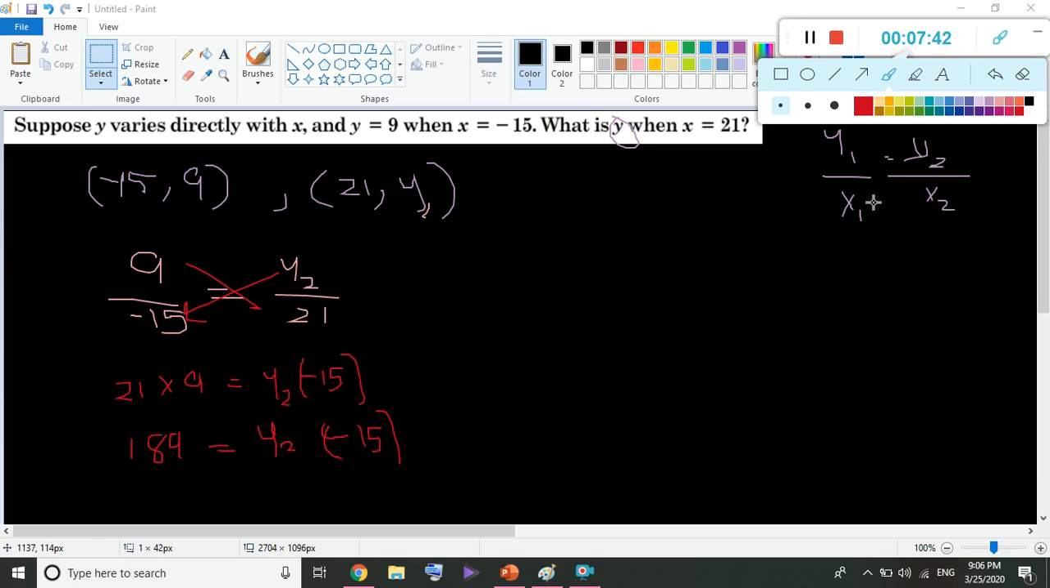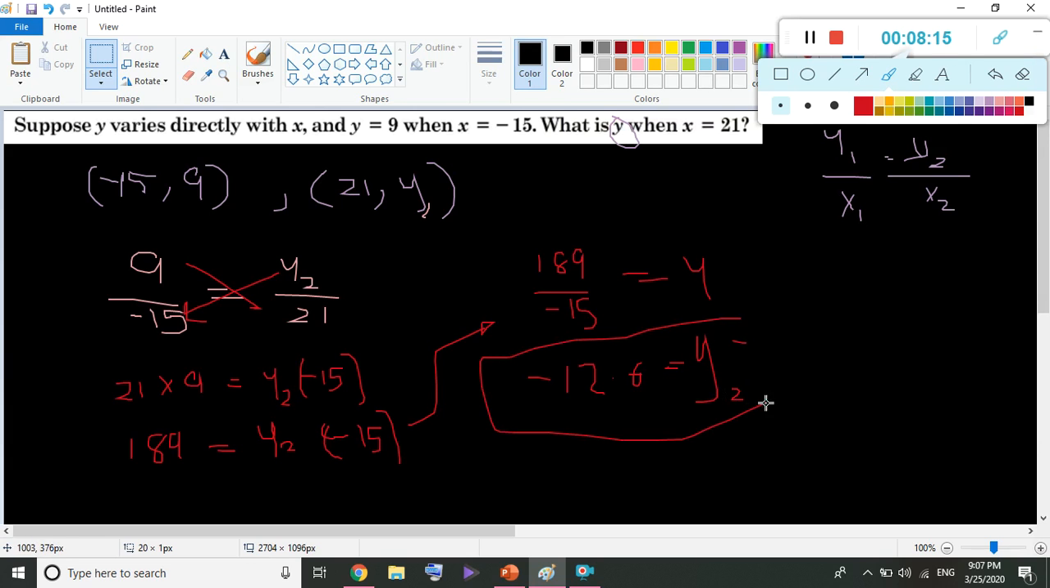Now we have to divide everything by negative 15. It's going to be 189 divided by negative 15 equals y2. So using the calculator, it's going to be equal to negative 12.6.